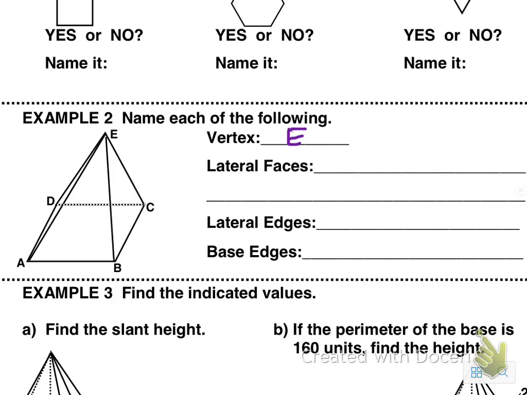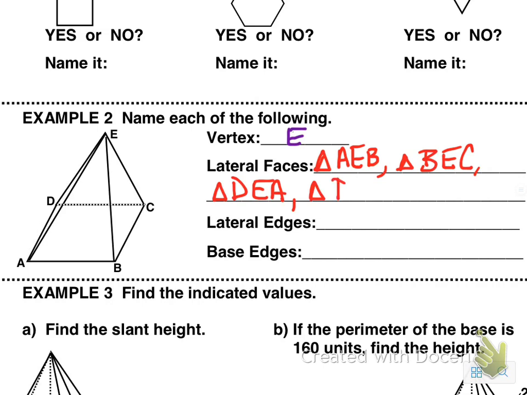The lateral faces are the triangles, because the base is a square. So our lateral faces are going to be triangles, and it doesn't matter the order of the letters, but you do have to have all three. So we've got, I see triangle AEB, I see triangle BEC, I see triangle DEA, and since this is a square-based pyramid, we have 4 lateral faces, so we should have 4 triangles. And then I see the back one, so I see triangle DEC.